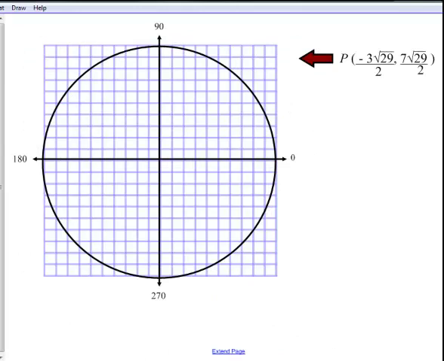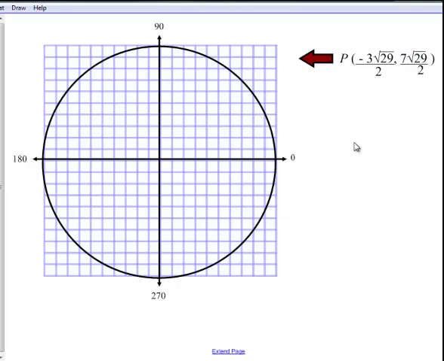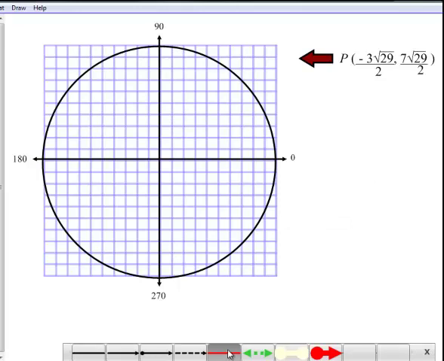Now we've got a little different here. They tell me that I want to go over negative 3 radical 29 halves, comma 7 radical 29 halves. Oh my God, what kind of triangle is this? Awkward. Okay, well, let me just kind of randomly draw this.